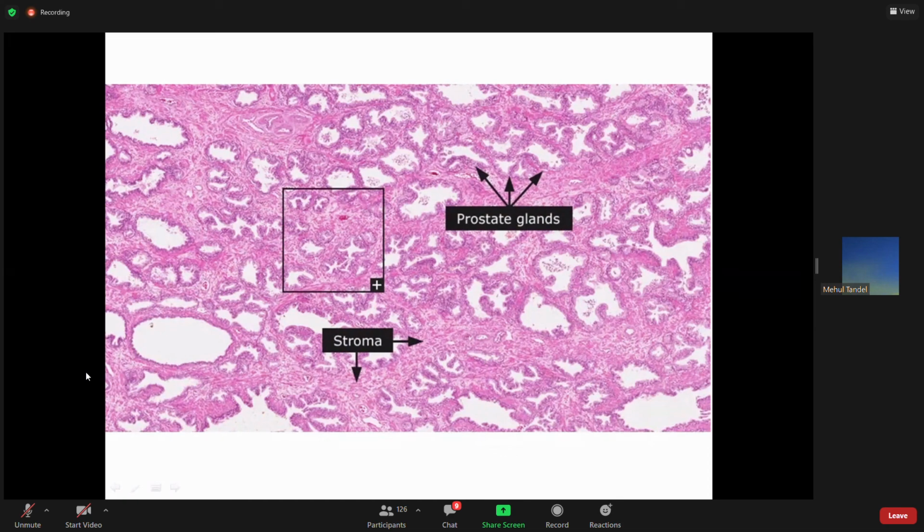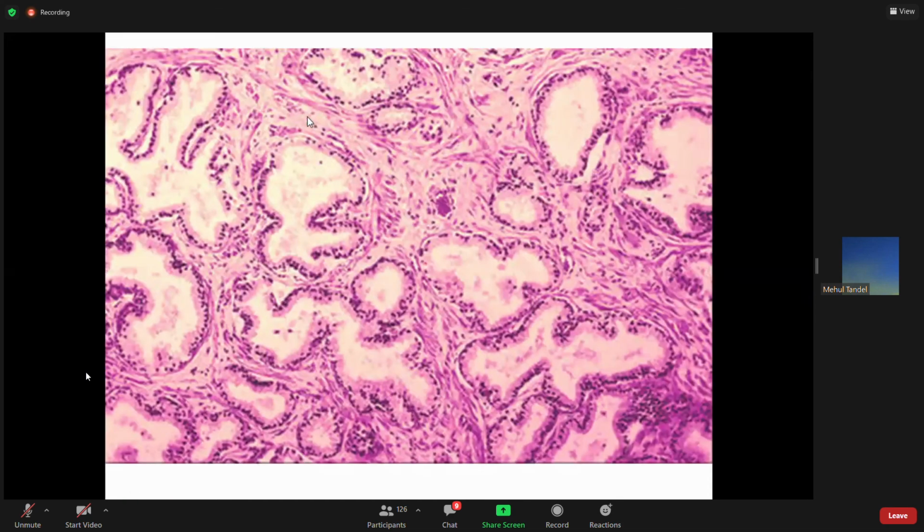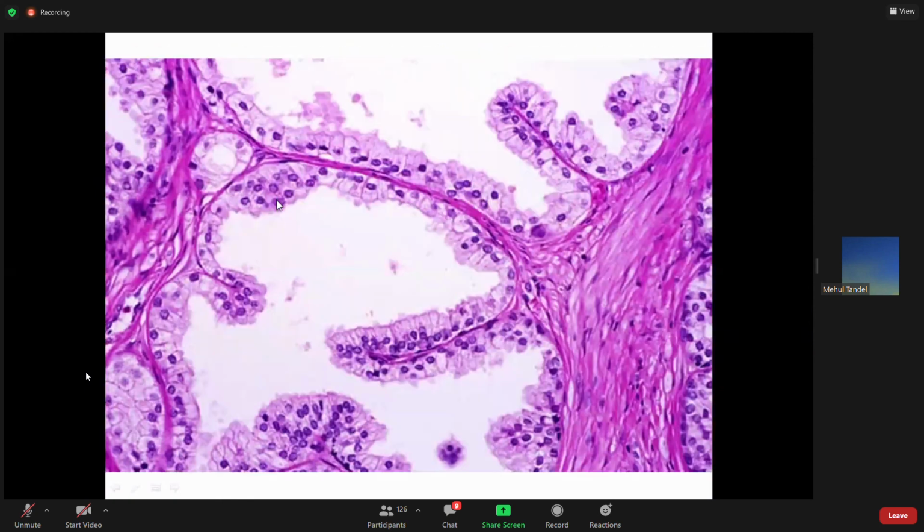So this is a larger view. You can see the fibromuscular stroma is more in amount, with embedded follicles or alveoli of compound tubuloalveolar glands. Here you can see the epithelium in larger view. Here it looks like a pseudostratified columnar epithelium. Folded mucosa, wide lumen, irregular in shape.